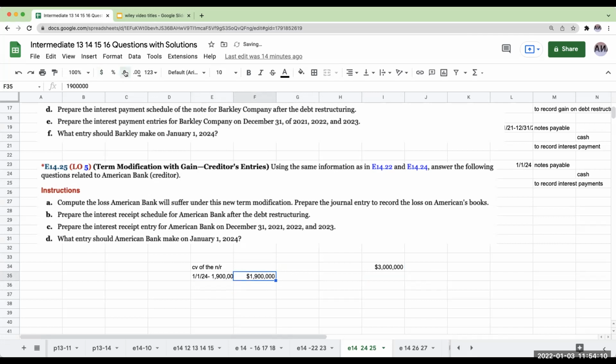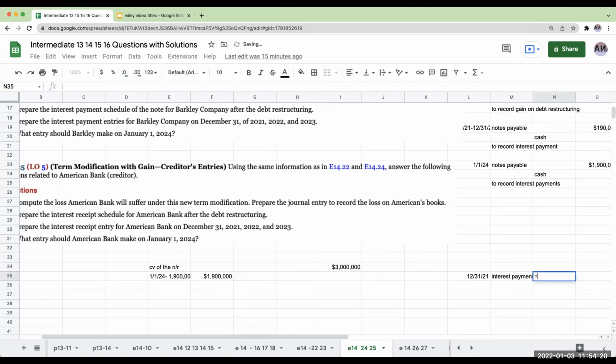And what else are we going to be receiving? Well, on 12/31/21, we're going to get an interest payment from Barclay of 1.9 million times 10%. On 12/31/22, we're also going to be getting an interest payment of 190,000. But on 1/1/24, under the modification, the principal payment is going to be 1.9 million. Okay, so those are going to be the cash payments we're going to be receiving.